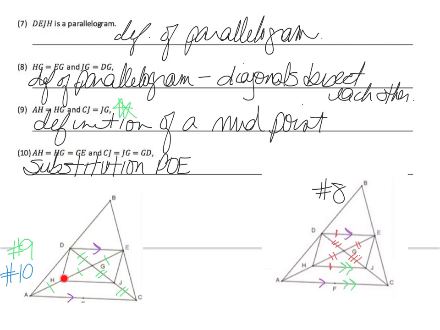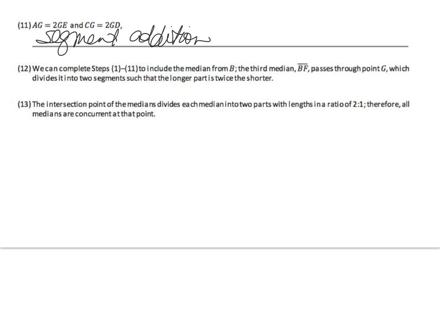Diagonals of a parallelogram are congruent. These pieces are congruent because of the midpoint. Therefore, each one of these pieces is congruent to each other. Substitution, property of equality. Cool. Now we see that AG is equal to 2 times GE, CG is equal to 2 times GD, segment addition. We just proved that our ratio is 2 to 1 for that mid-segment. Not mid-segment, back it up, median, I'm sorry.